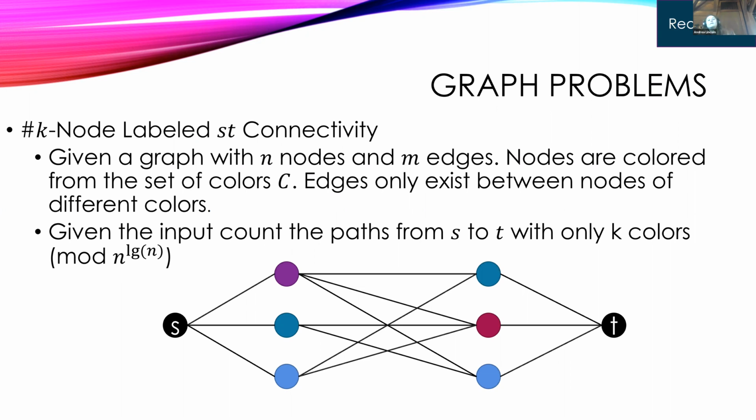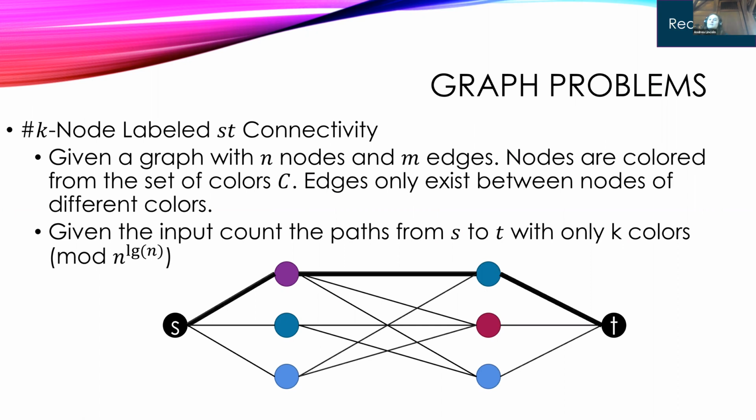So what is this problem? You're given n nodes and m edges, and your nodes are colored from some set of colors C, and edges only exist between nodes of different colors. That final restriction is there just to make sure that there is in fact an efficient algorithm. And finally, with the counting version, we want to count the number of paths from S to T that only use K colors. And we're counting this mod something reasonable, and that's also to get efficiency, because you can generically generate just a huge number of paths. So we need it to be the case that you can count pretty easily.